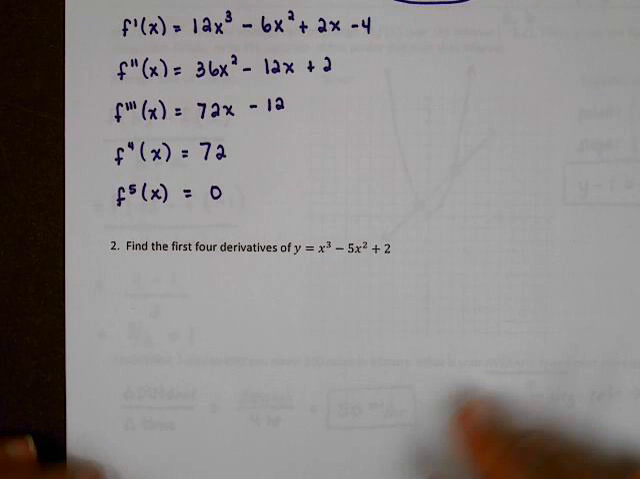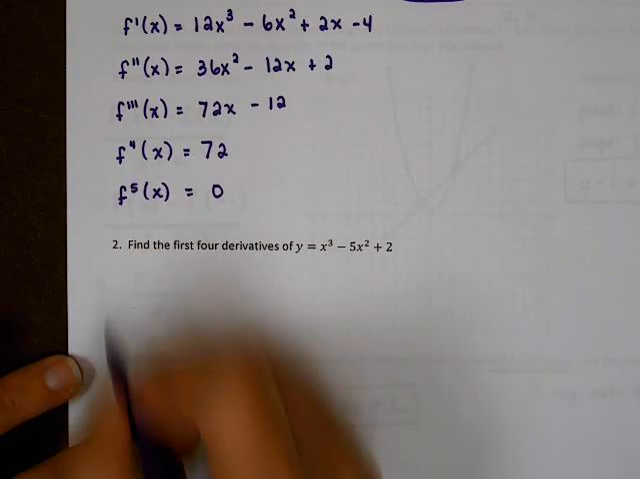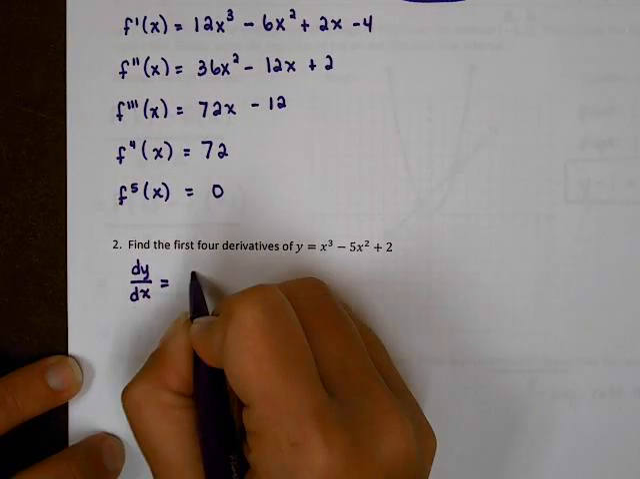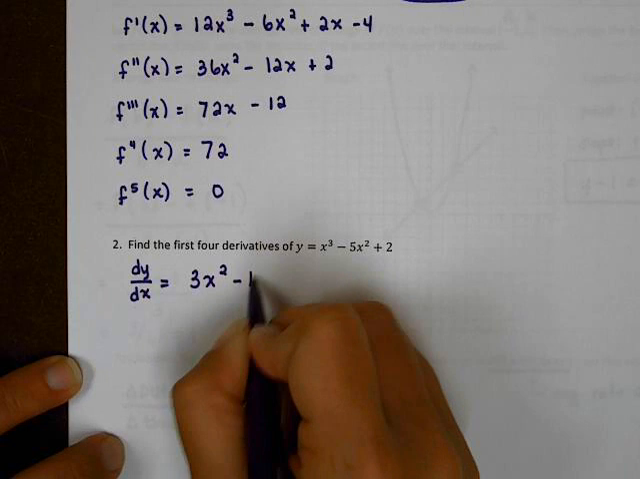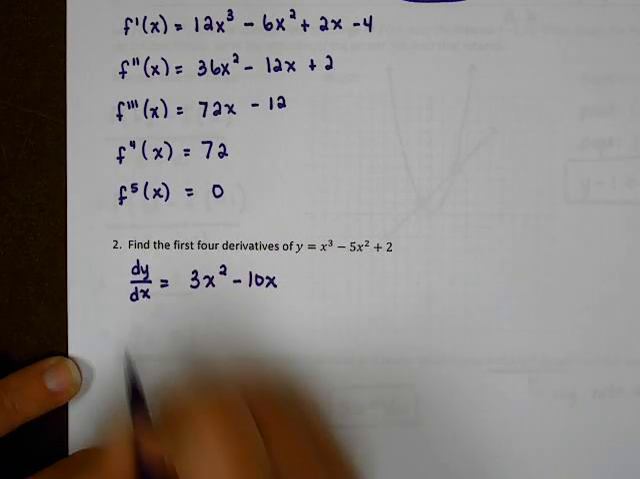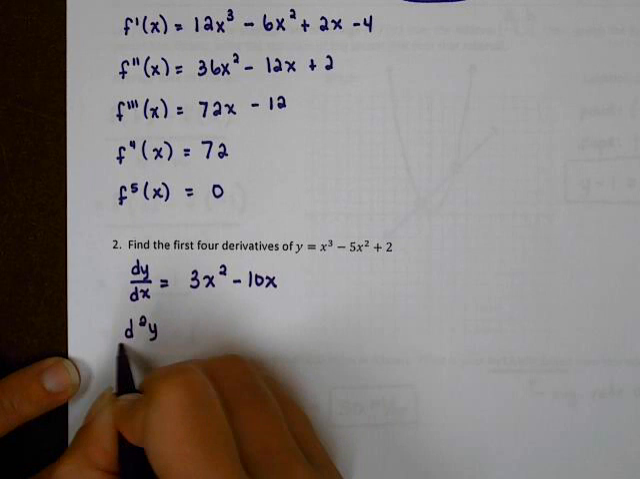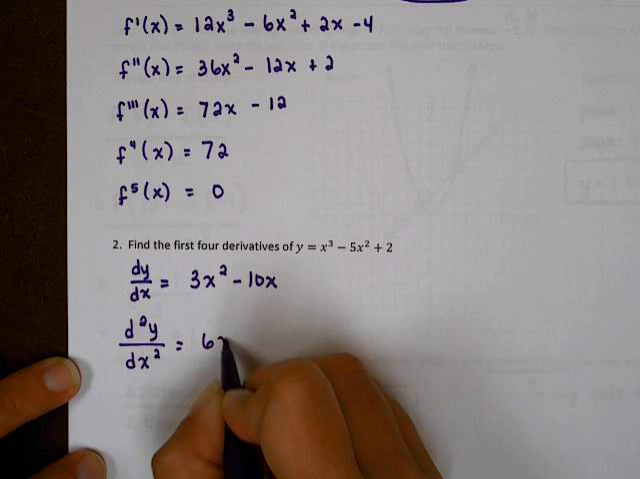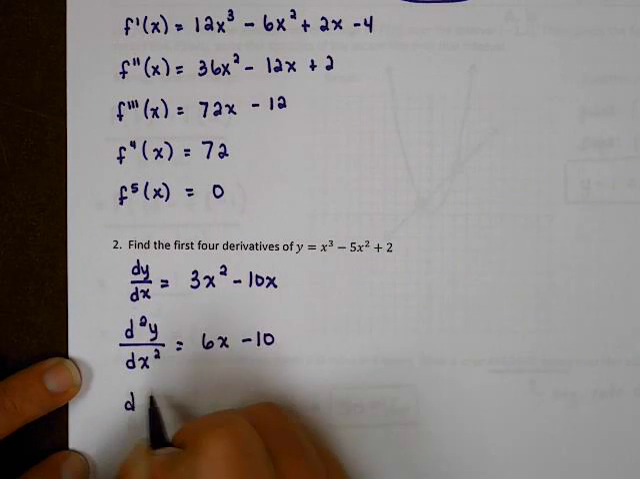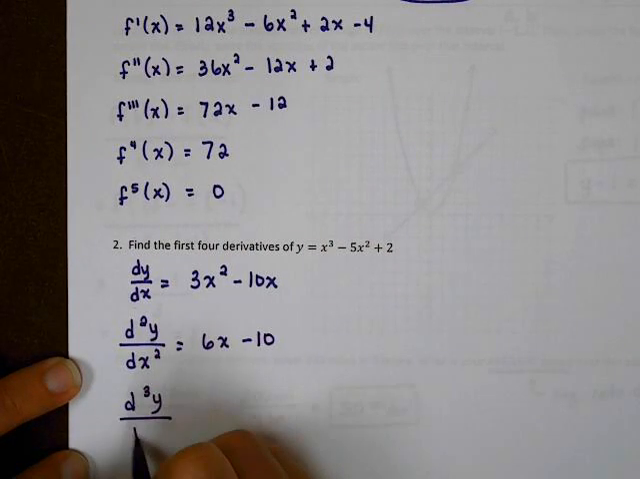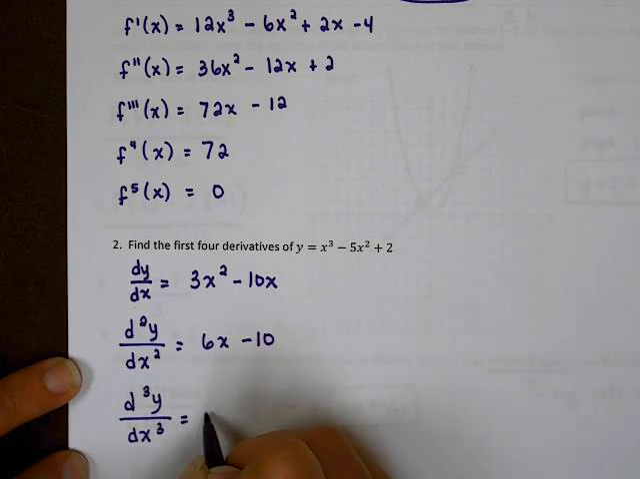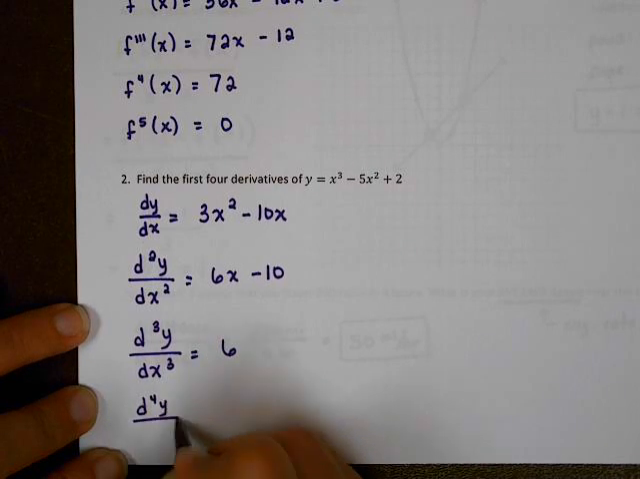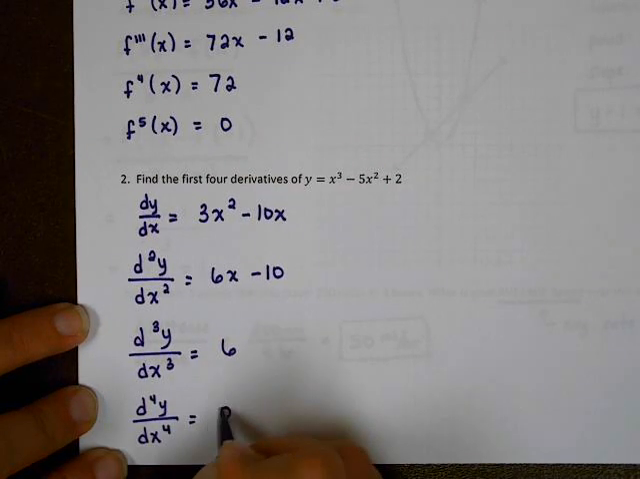If we wanted to find the first 4 derivatives of this guy, it's a slightly different notation. So we're going to write dy over dx equals, the first derivative would be 3x squared minus 10x. Then we would write d squared y over dx squared, and the second derivative would be 6x minus 10. The third derivative would be d cubed y over dx cubed, and that derivative would just be 6. And the fourth derivative would be d to the fourth y over dx to the fourth, which would be 0.